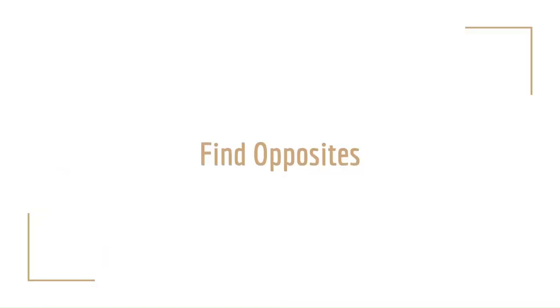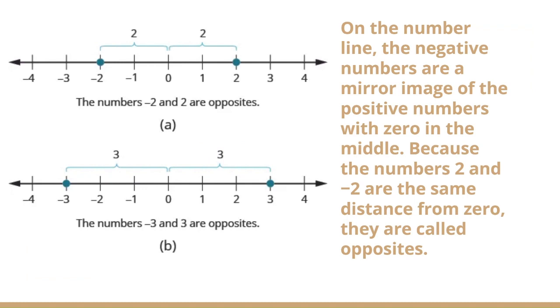Next, find opposites. On the number line, the negative numbers are a mirror image of the positive numbers with 0 in the middle, because the numbers 2 and -2 are the same distance from 0, so they are called opposites. So for example, -2 and 2. 0 is the mirror between them, so the distance from 0 to 2 is 2, and 0 to -2 is also 2, so they are opposites. And same with 3 and -3.